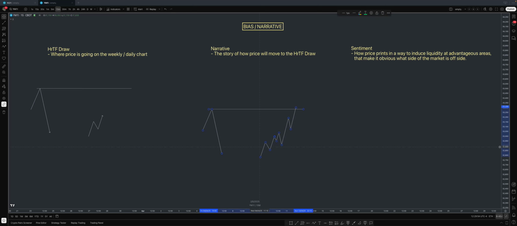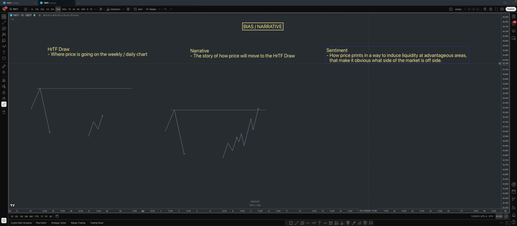The third thing is the sentiment. So how price prints in a way to induce liquidity at advantageous areas that make it obvious what side the market is offside. So that's, for example, if I grab this and move it over again, we can see that in this area we had this rally and then we engineered a short-term low. We then enticed higher, so continued to move higher.